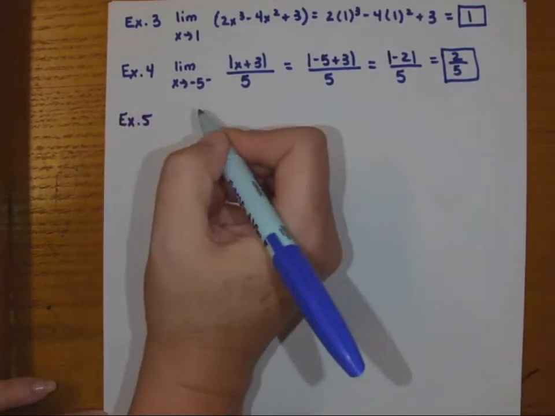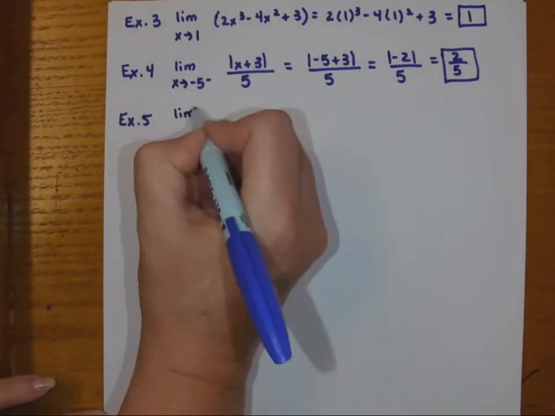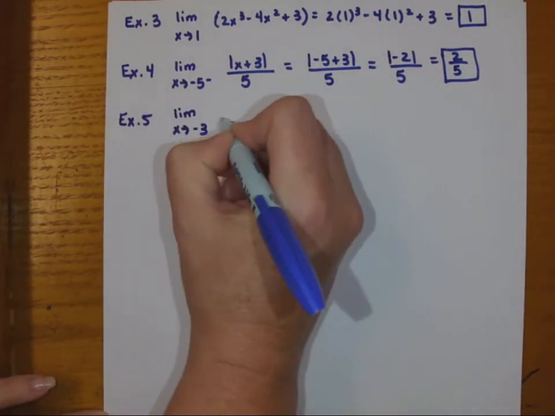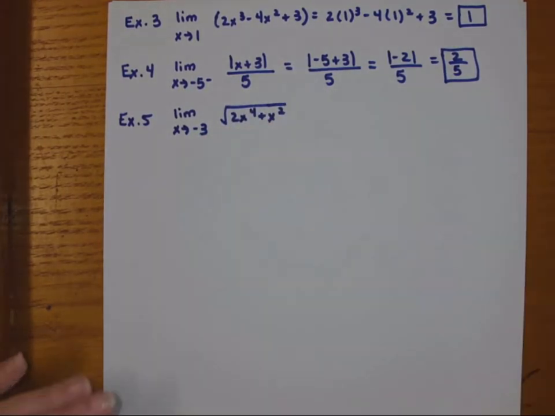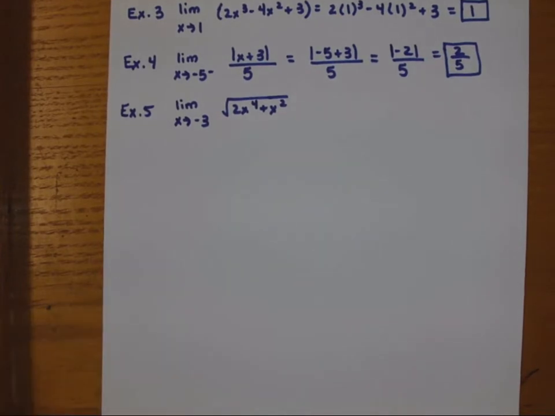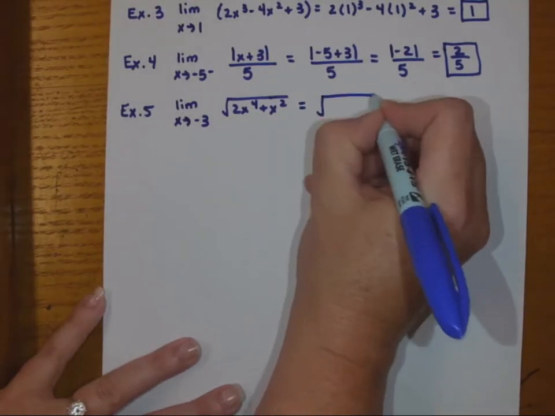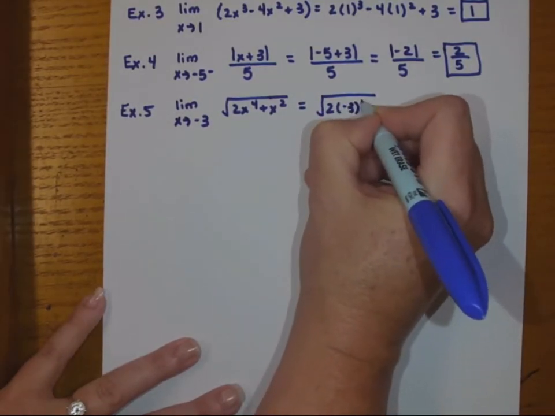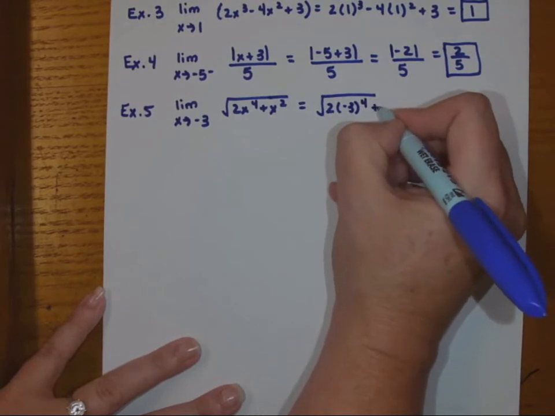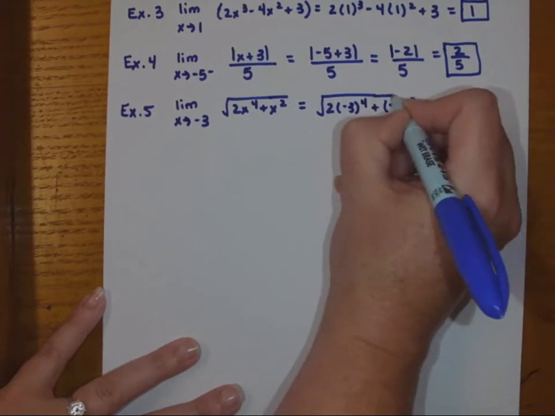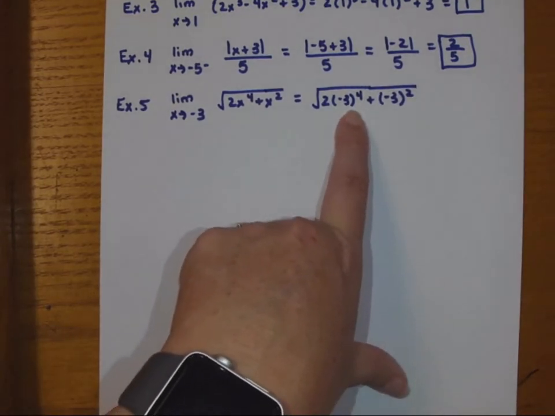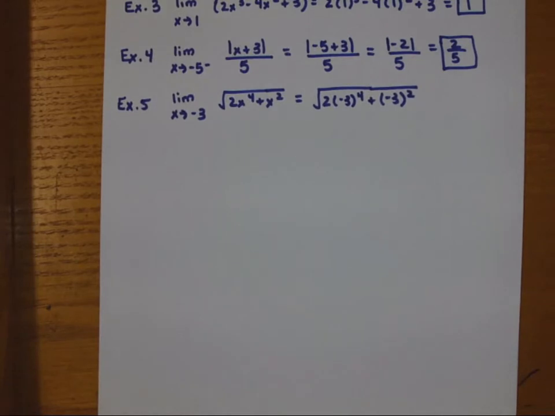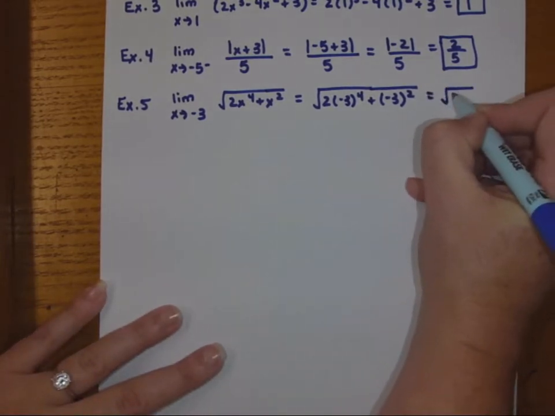All right, one more, and then we're going to talk about what to do when maybe this plug-in method doesn't work. It'd be nice if it worked all the time, but frankly, it just doesn't. So the limit as x approaches negative 3 of the square root of 2x to the 4th plus x squared. With the plug-in method, I'm going to plug in 2 times negative 3 to the 4th, and then plus negative 3 squared. You can use a calculator for this, but when you have a negative number you're raising to a power, you'll want to put that in parentheses in your calculator. But let's say we get the square root of 171.